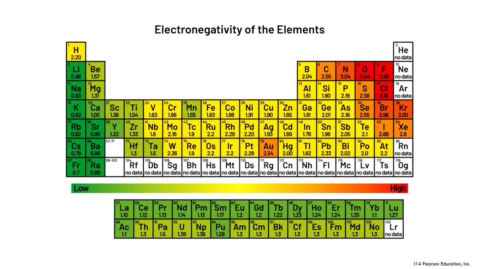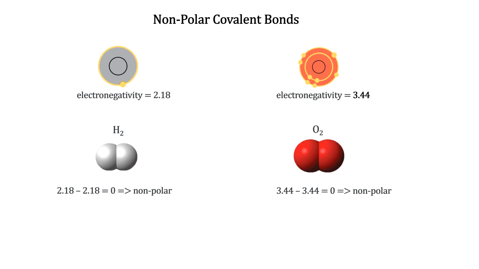The attraction of an atom for the electrons of a covalent bond is called electronegativity. The more electronegative an atom is, the more strongly it pulls shared electrons towards itself. In a covalent bond between two atoms with the same electronegativity, the electrons are shared equally. This is called a nonpolar covalent bond. Hydrogen and oxygen molecules are examples.